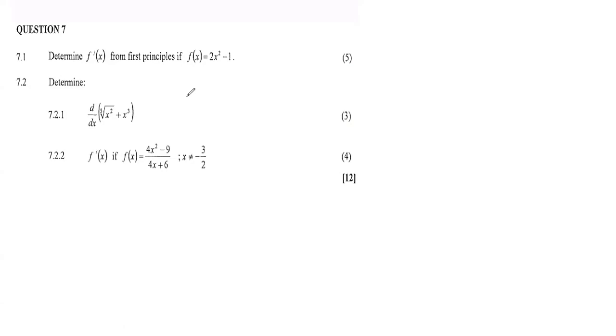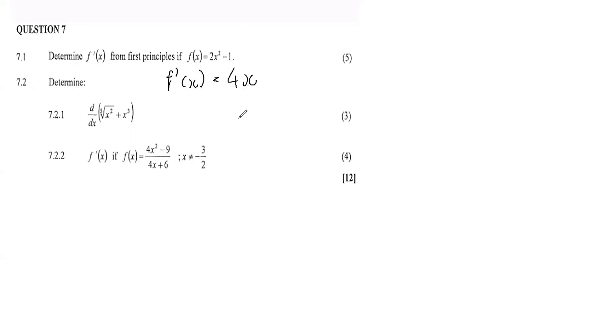Okay, so we have question 7, still on differential calculus. 7.1: determine f prime of x from first principles if f of x is equal to 2x squared minus 1. Right, now at this point we know that we should first check f prime x, and this is 2 multiplied by 2, that's 4x. And obviously the derivative of a constant is just 0, so we're just going to leave it like that. So that means our f prime x according to the rules must be 4x.